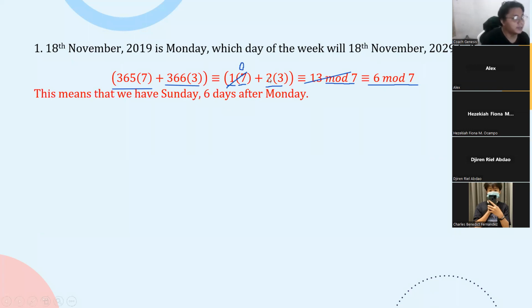There will be no additional number of days because here we have the same date, November 18 and November 18. So we just count the number of days based on the number of years between the two. That's it for number 1.